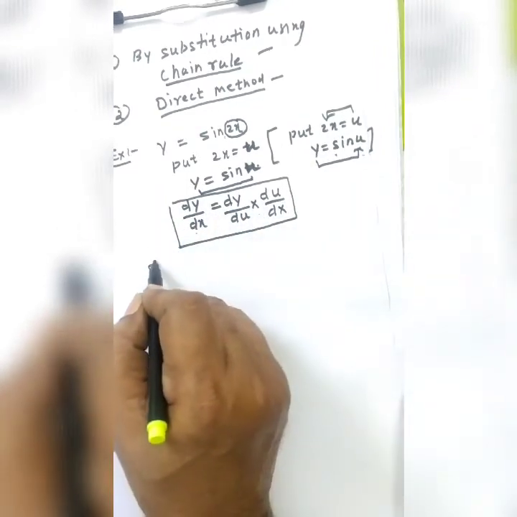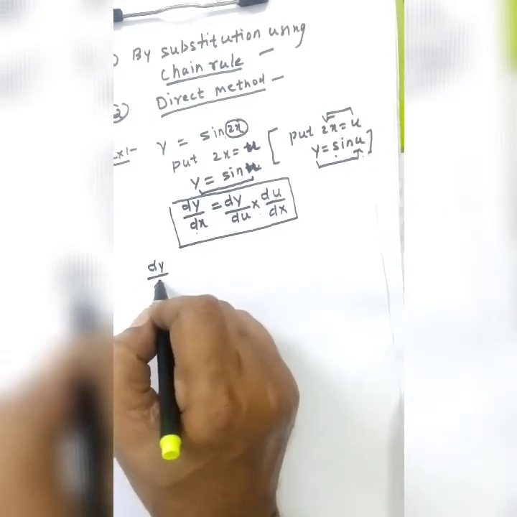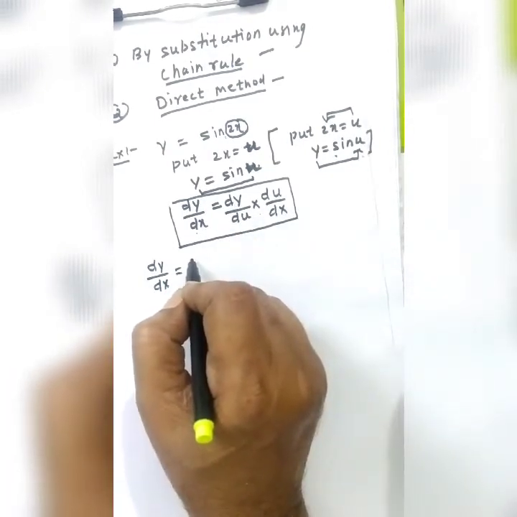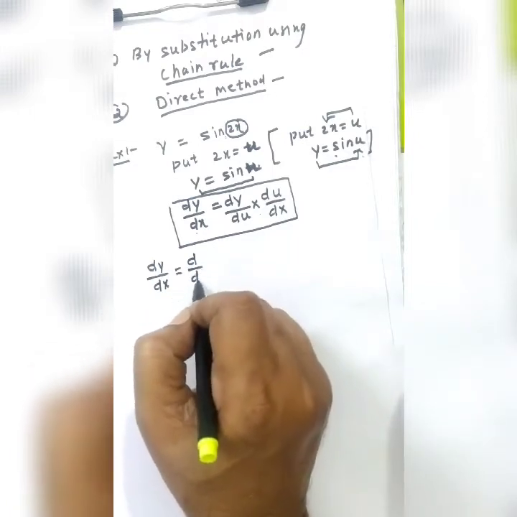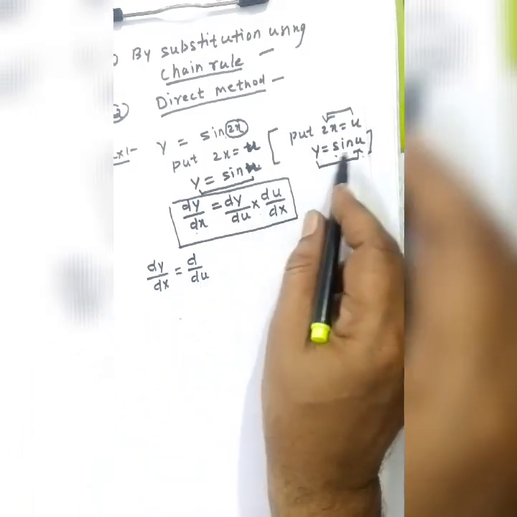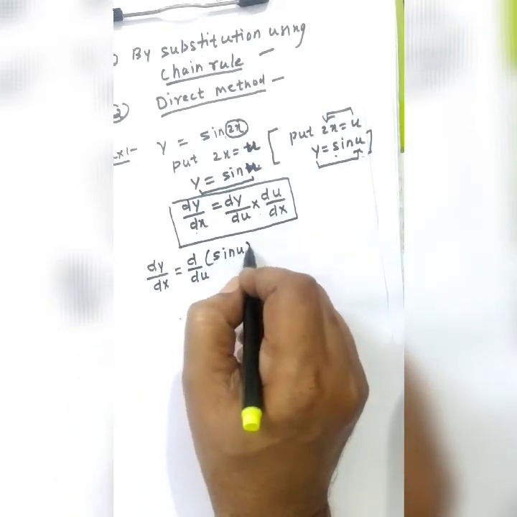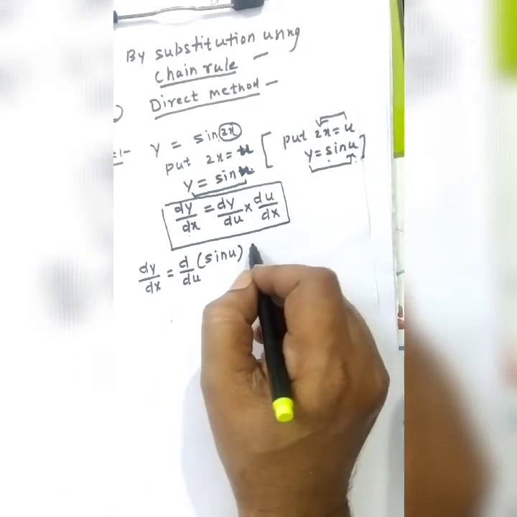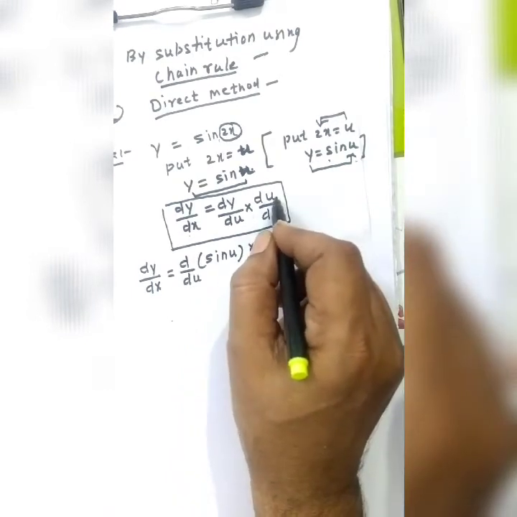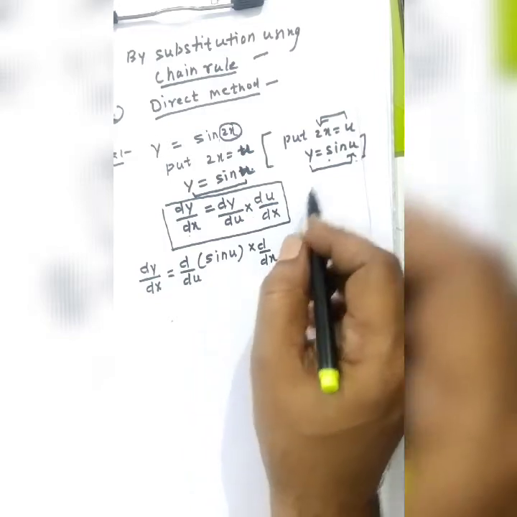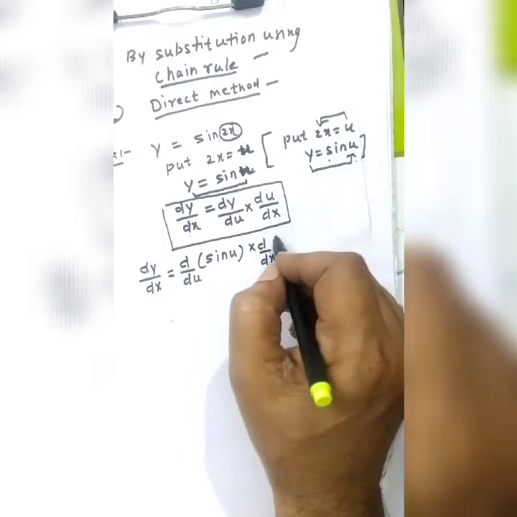So what will be dy by dx then? Dy by dx will be, dy by du is d by du of y. So I'll write here d by du of y. What is y here? Y is sin u. So I'll substitute for y: d by du of sin u, this into will be as it is. Then du by dx will be d by dx of u. What is u? U is 2x.